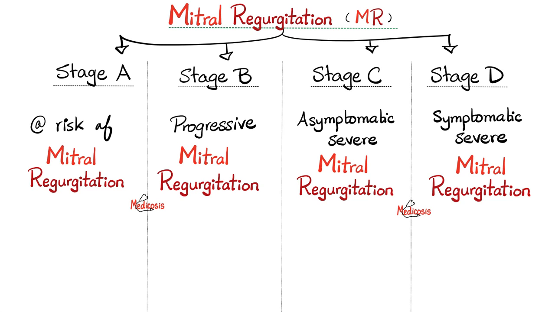Stages of mitral regurgitation. Mitral regurgitation, just like any other valvular heart disease, is divided into 4 stages: Stage A, Stage B, Stage C, and you will never imagine Stage D. Stage A, patient is at risk of mitral regurg. Stage B, patient has progressive mitral regurg. Stage C, severe yet asymptomatic. Stage D, severe and symptomatic.